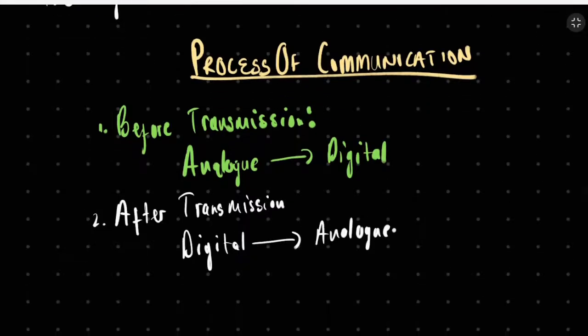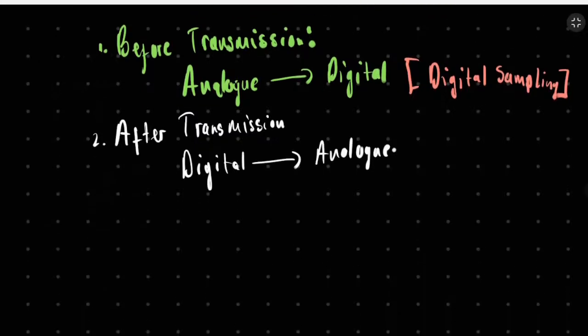Before transmission it goes analog to digital. And I want you to put in brackets, this is what you will know as digital sampling. It's just called sampling, but you have to know digital sampling at IGCSE. Have you written? So it happens before transmission, where an analog signal, the normal thing, is converted to digital. Then after transmission, we convert back.